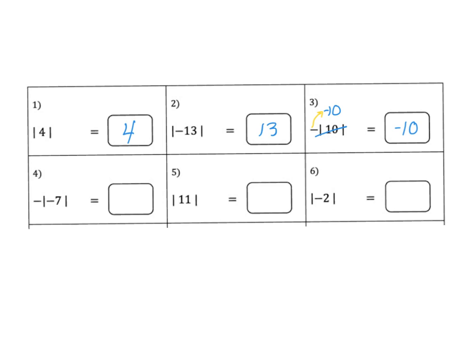On to number 4, same thing. I'm going to change the absolute value of negative 7 to what it is, which is 7. And then that negative sign is on the outside, so after I deal with my absolute value, the negative can join, and it's negative 7. 5, pretty straightforward. Absolute value of 11 is 11. 6, absolute value of negative 2 is 2.